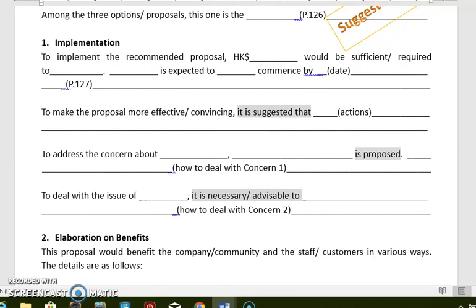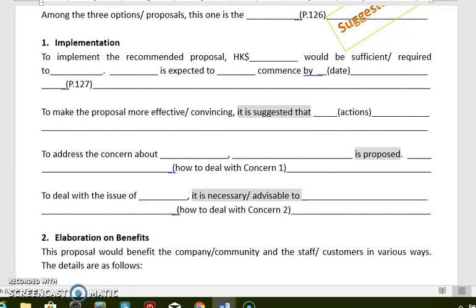After talking about the budget and date, we will talk about what we can do to make the proposal more effective or convincing. Again, you will need to refer to the keywords given on your test paper. After that, the number 3 and the number 4 paragraphs are very similar. Both of them also talk about the concerns.